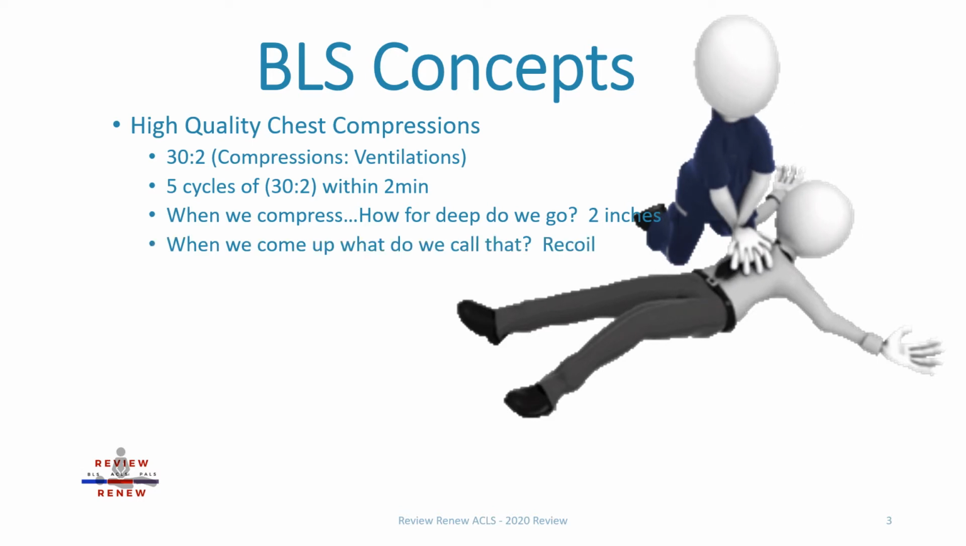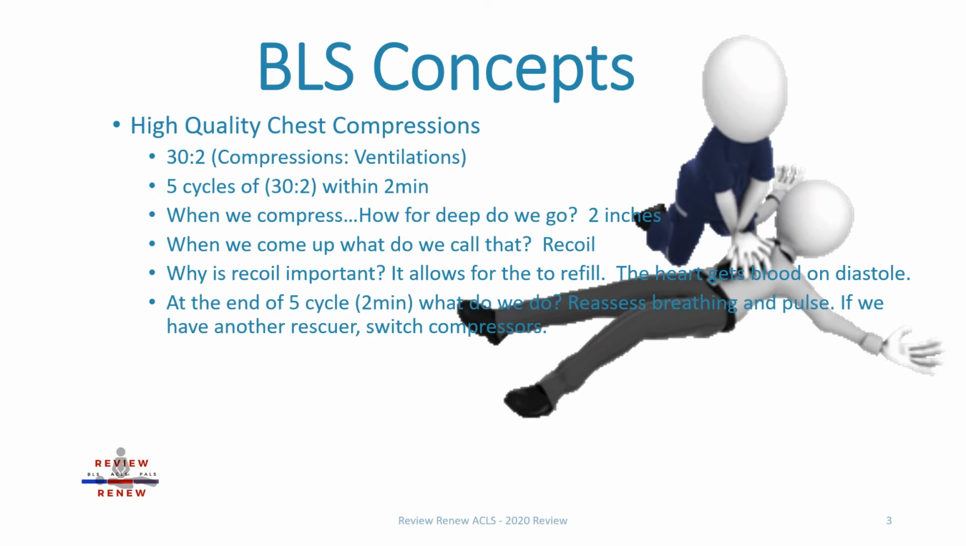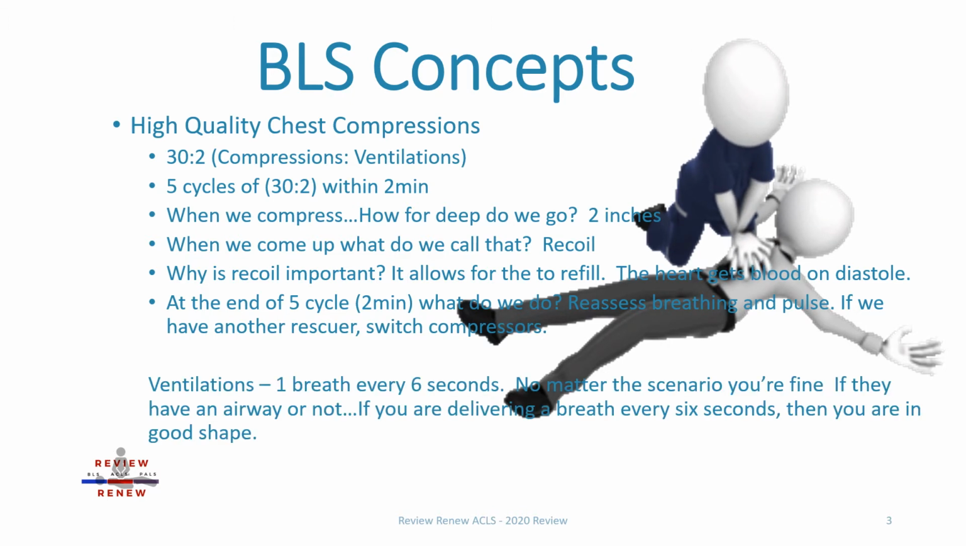When we come up, what do we call that? Recoil. That's correct. And why is recoil important? Because it allows for the heart to refill. The heart gets refilled on diastole. At the end of 5 cycles, what do we do? We reassess for breathing and pulse. If we have another rescuer, we can use that rescuer to switch after 5 cycles of CPR.